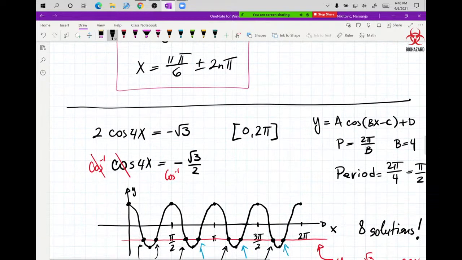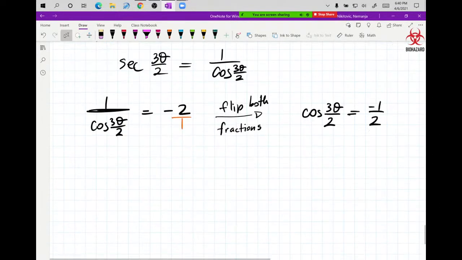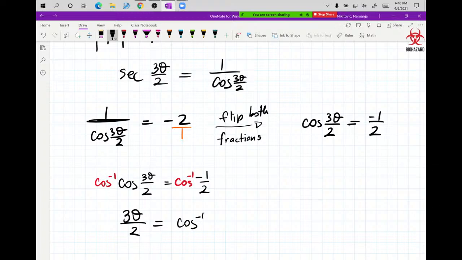This is scary. But oh no, we didn't have a cosine of 1/2. We had a cosine of √3 over 2. So cosine and a 1/2. All right, cosine 3 theta over 2 is equal to, leave some space so that you can hit this with the inverse cosine, and you're left with 3 theta over 2 is equal to the inverse cosine of negative 1/2.